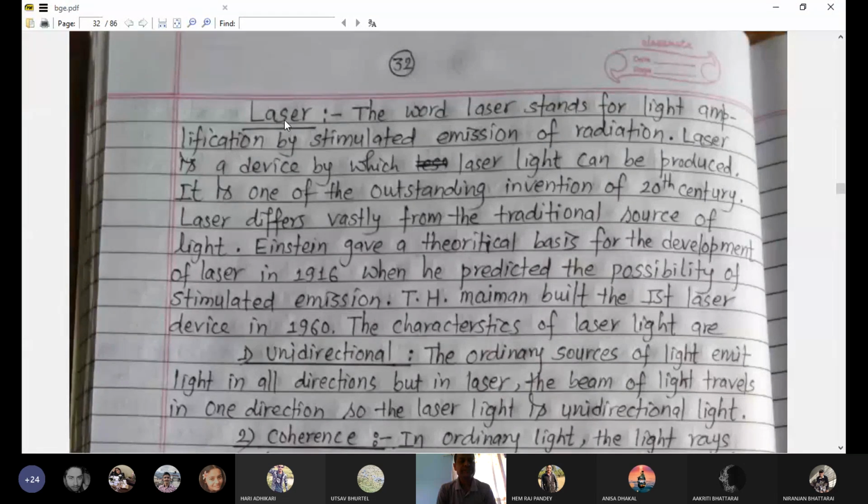And what is laser? Laser is a device by which laser light can be produced. It is one of the most important or outstanding inventions of the 20th century.